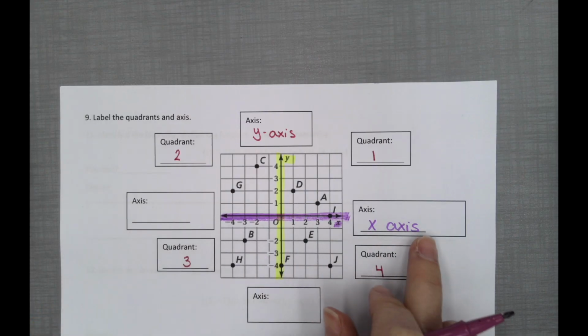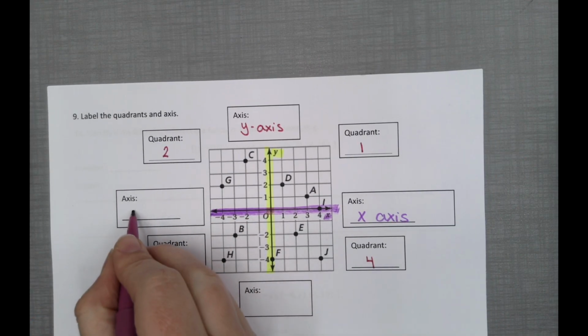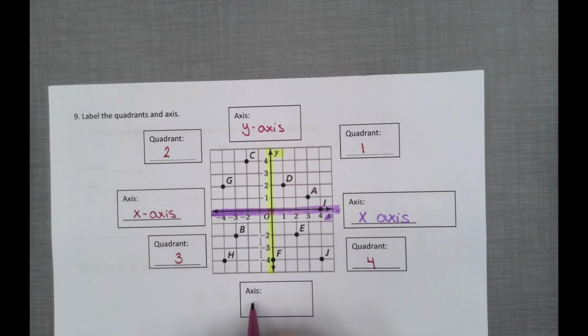Now take a look here. It looks like we still need to label our axis, so it's still that purple line. This is still your x-axis. And here is our yellow line, which is our y-axis.